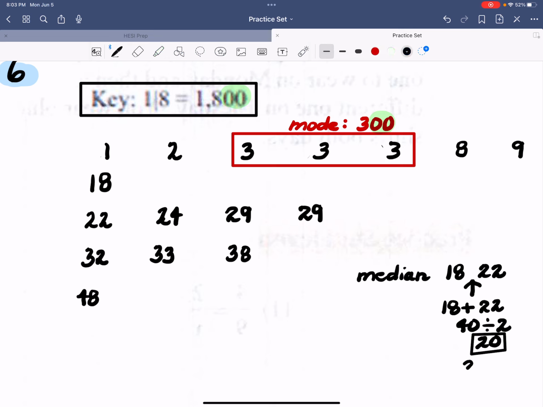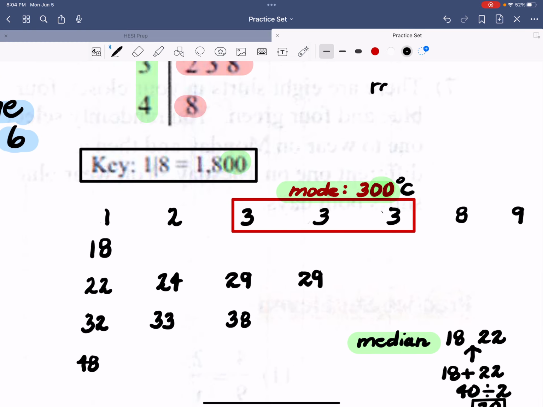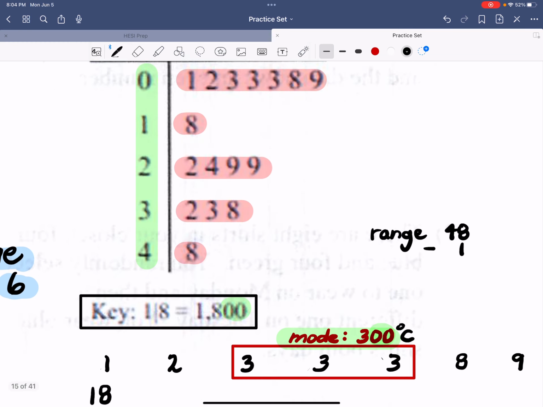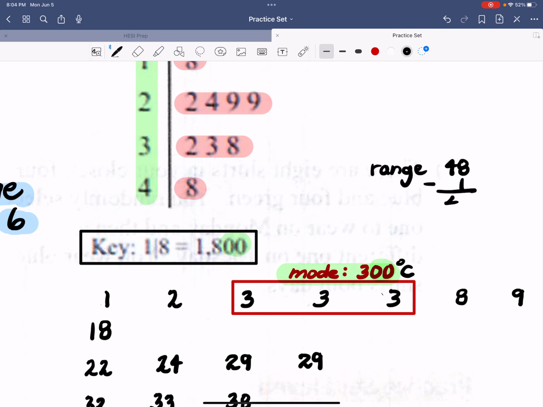But remember, it's not just a 20, it's a 2000. So the median temperature in this set is 2000. The mode temperature is 300 degrees centigrade. And you see how I'm bringing those zeros back in at the last minute for these. Okay, the range is going to be the 48 minus the 1. That's your smallest one. So the range here is 4,700 degrees centigrade.